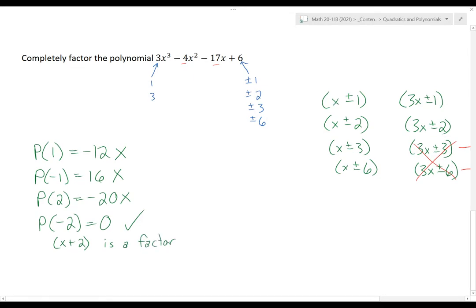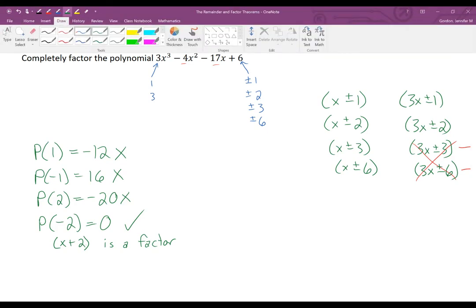So this is like having the divisibility rules for numbers. If I can add all the digits of a number together and see that it equals 9, then I know that number is divisible by 9. Once I know that, I divide out the 9. Same thing here. I now know that this polynomial is divisible by x plus 2, so I'm going to divide it out. And I will use synthetic division to do that.